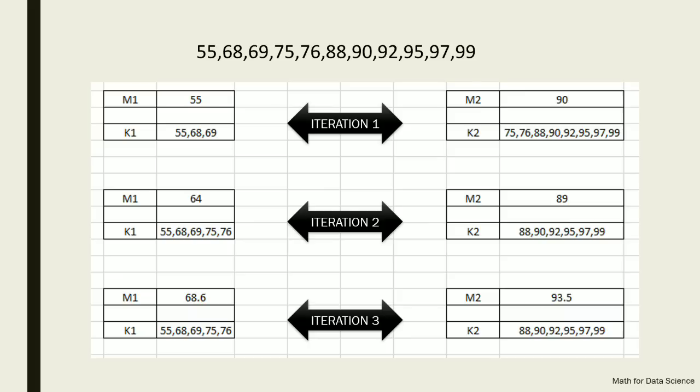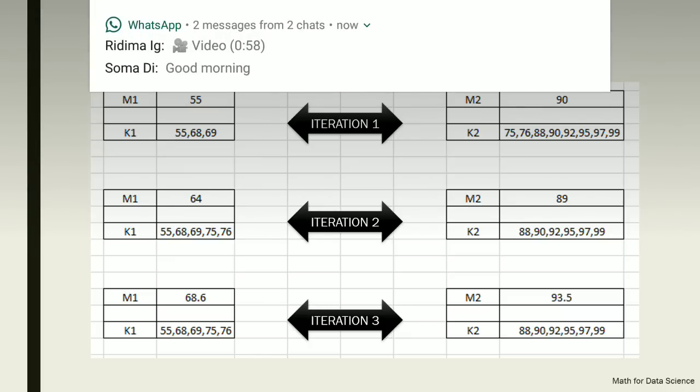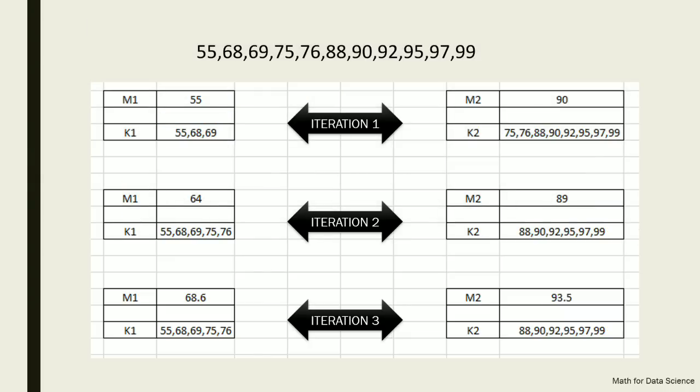So I have to go for iteration 3. If the data points in iteration 1 and iteration 2 are the same, then we stop the iteration there. Now I take the centroids, or the means, from the data points I got in iteration 2, that is 55, 68, 69, 75 and 76. I got the mean as 68.6, and from the K2 data points, I got the mean as 93.5. Now, once again, I calculate the distance from my original data points. But this time I see that the data points in my iteration 2 K1 are the same as my K1 in iteration 3.